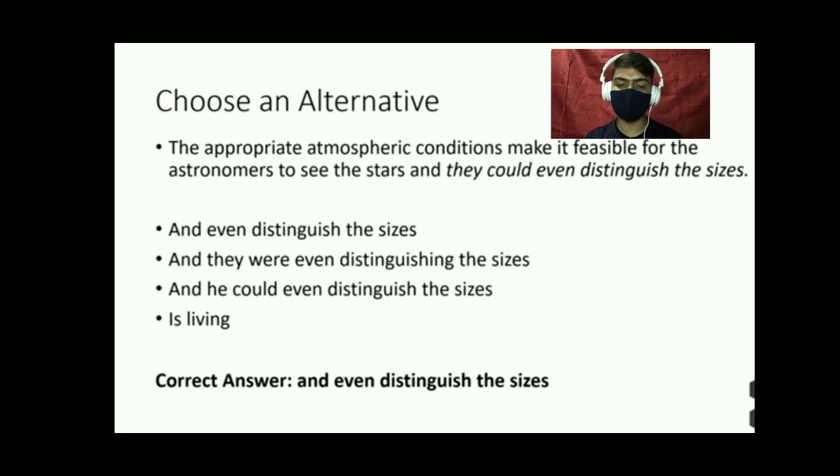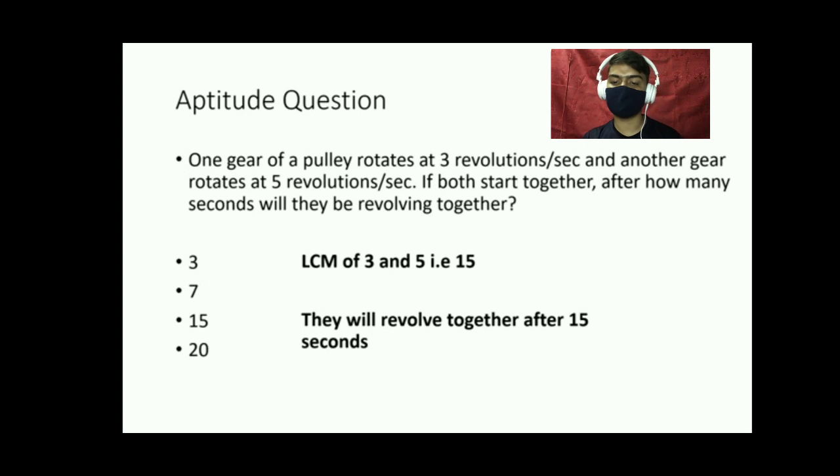Then choose an alternative. The appropriate atmospheric conditions make it feasible for the astronomers to see the stars and they could even distinguish the sizes. Here the correct answer is an event distinguish the sizes. There is no need for they could, so an event distinguish the sizes. That is the correct alternative.